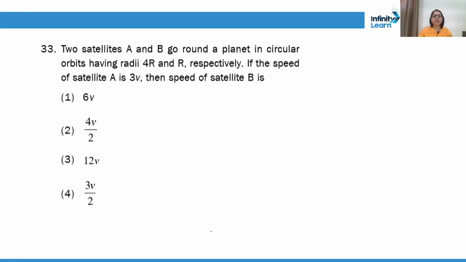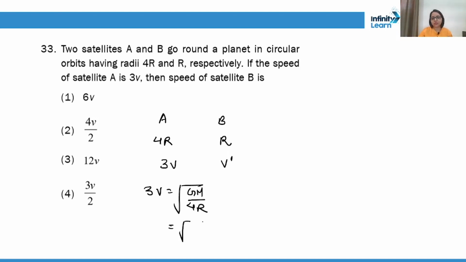Question number 33. Two satellites A and B go round a planet in circular orbits having radii 4r and r respectively. A is moving in radius 4r, B is moving in radius r. If the speed of satellite A is 3v, then speed of B is, let's say, v dash. So 3v is equal to under root GM upon 4r. So you can write under root GM upon r times 1 by 2 as 3v. So this will give you under root GM upon r as 6v, right?